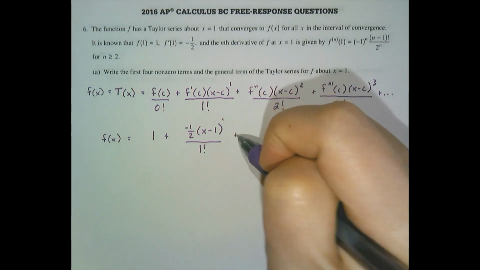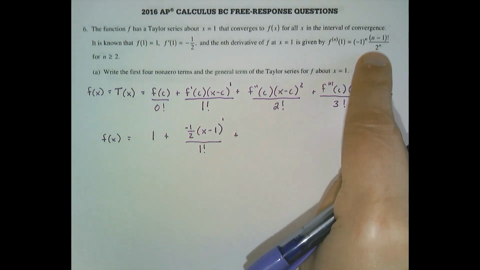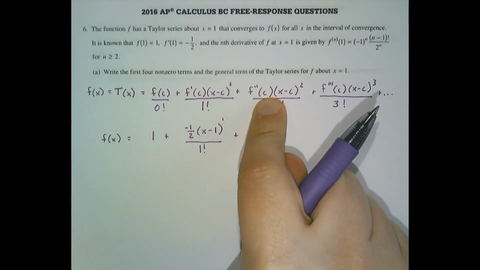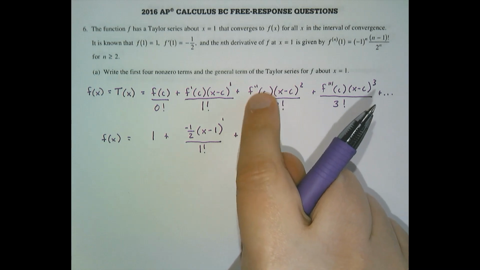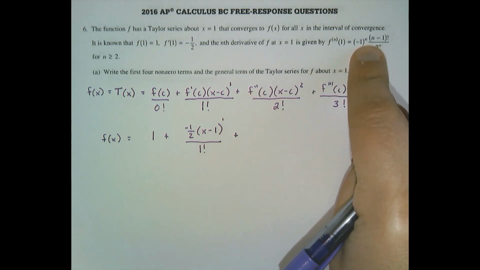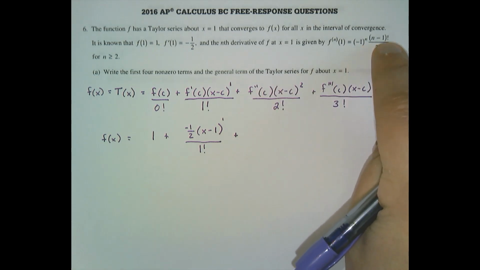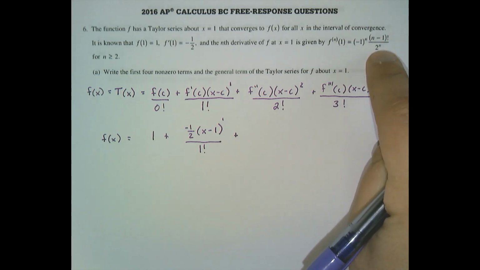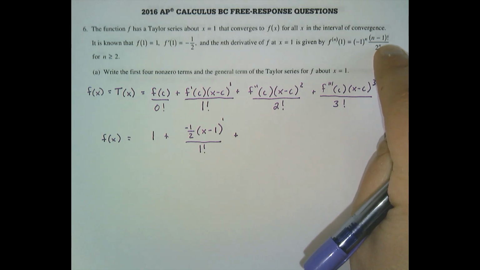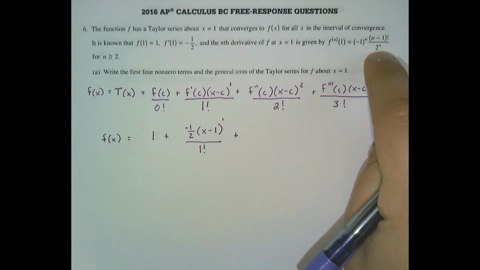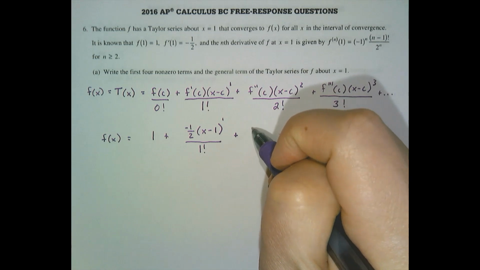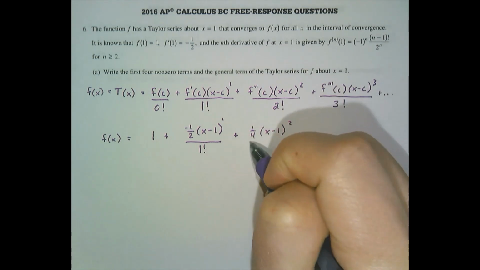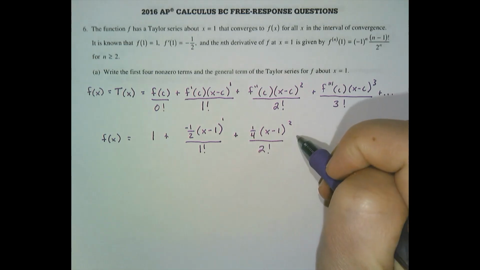Our second derivative we would need to evaluate using this rule. So our second derivative, when n equals 2, we're going to look at this and we're going to get 2 minus 1, which is 1 factorial over 2 to the 2. So that's 1/4, and then it's going to be a positive. So we have 1/4 x minus 1 squared over 2 factorial.